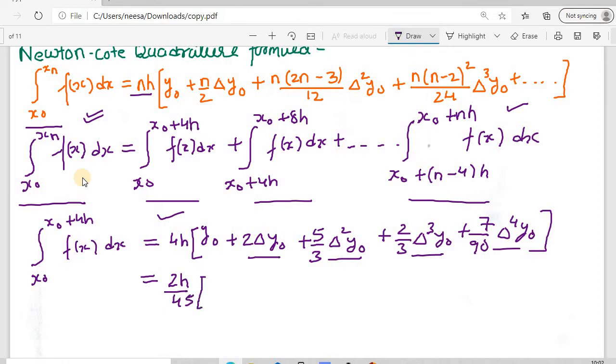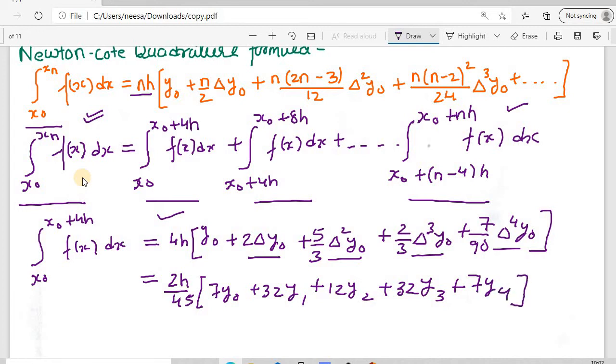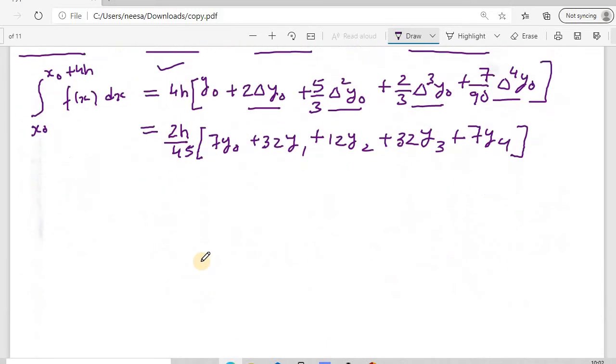Within the brackets, we will have 7y0 plus 32y1 plus 12y2 plus 32y3 plus 7y4. This is what we get after solving all these del y0, del 2 y0 in terms of y0, y1 and y2. So this is the first subinterval. Now we can write the second subinterval accordingly, x0 plus 4h.